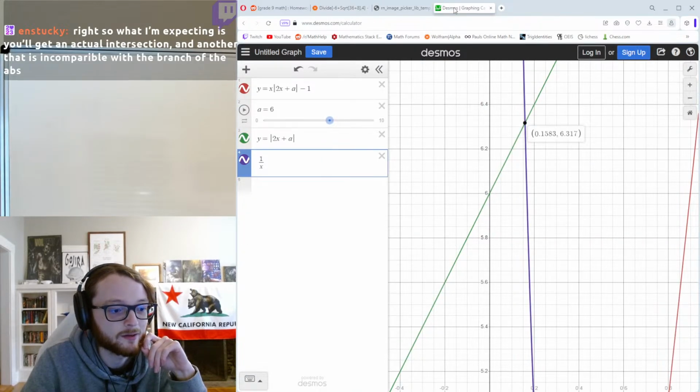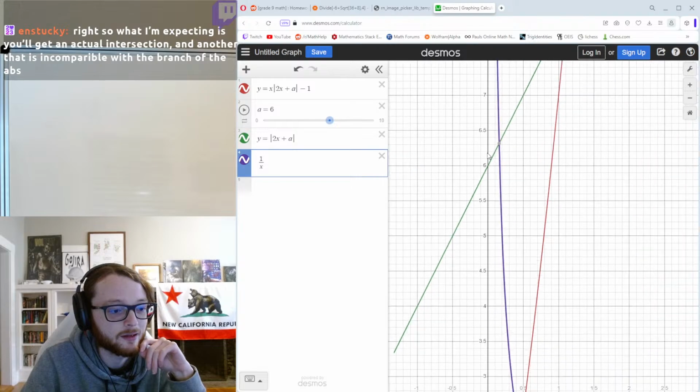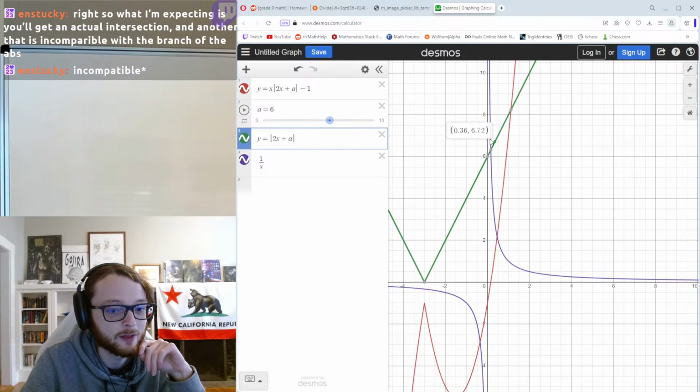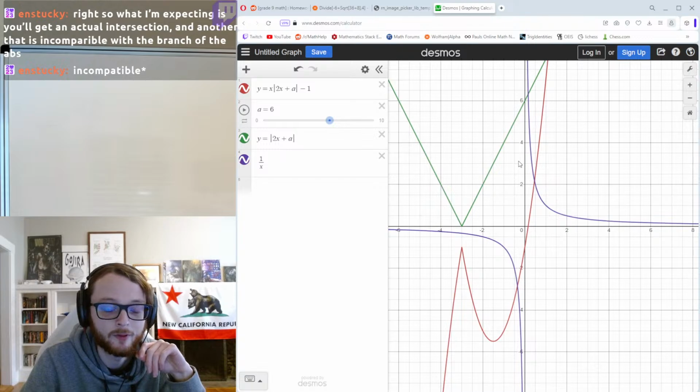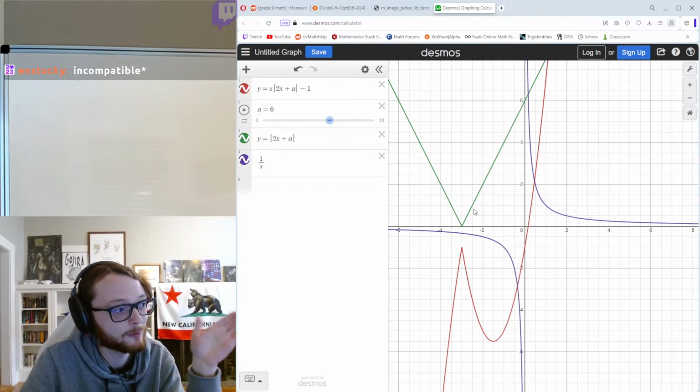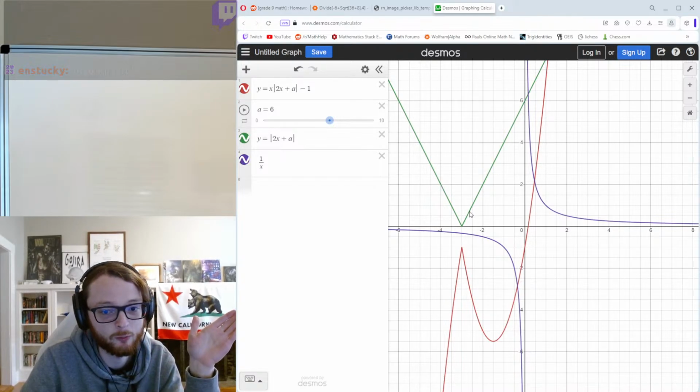Means you'll get an actual intersection and another that is incompatible with the branch of the absolute value. So like the minus maybe, I wish there was like a firm way of knowing like which one is plus. I guess plus and minus is still like one is going to be greater than the other. Like, I guess like the minus solution from the quadratic would be if this was a straight line and it kept going all the way through.